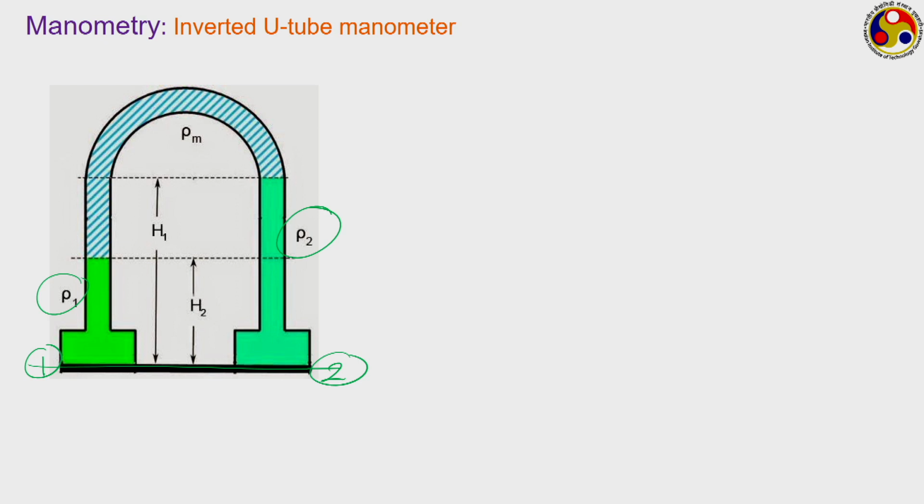If we again take a pressure balance between locations 1 and 2, say at this particular location BB, then what will be your pressure on the left-hand side? It will be P1, the pressure at this point, minus there is a column of height H2 of liquid rho 2, so rho 2 g H2, minus a column of height H1 minus H2 of manometric fluid, so rho m g (H1 minus H2).